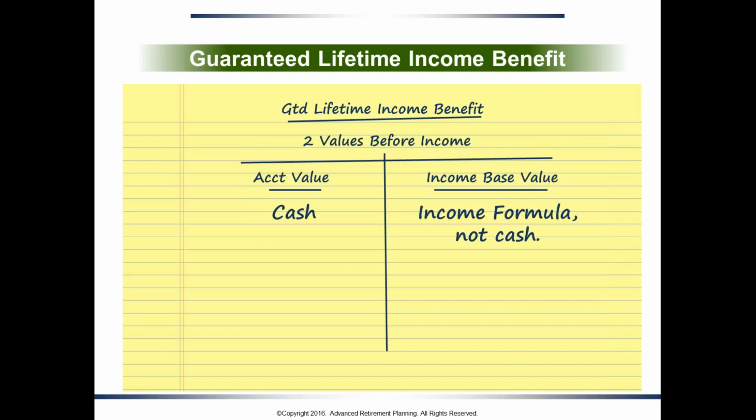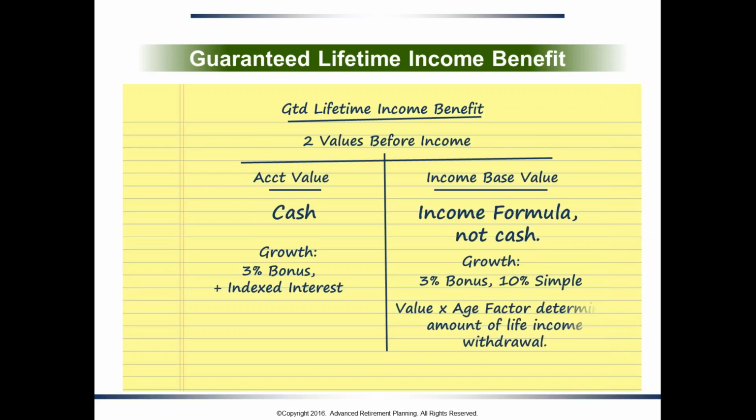It's not really cash. Now our growth on our account value, in this example, is the bonus plus indexed interest, whatever that might be. Our growth on our income base is going to get that same bonus in this example, but it's also guaranteed to grow at a 10% simple rate every year until you start the income. So these are the two values we're tracking. When we're ready to draw income, we look at that income-based value, we multiply it by a factor that corresponds to how old you are.